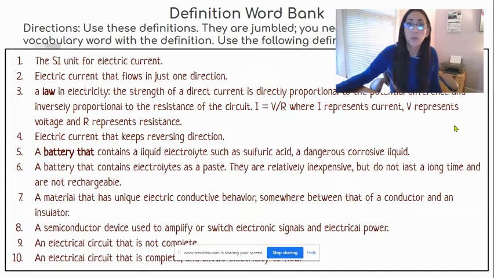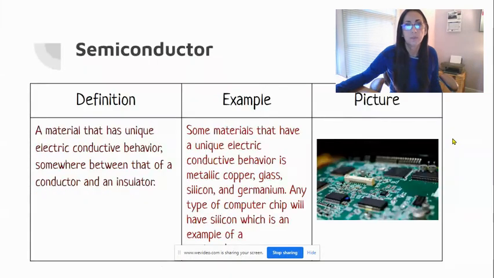All right, your next set of word bank is going to go for slides 13 to 22. So for a semiconductor, you should have said a material that has unique electric conductive behavior, because it can sometimes act as a conductor and sometimes act as an insulator. Silicon, which is in Silicon Valley in the western part of the United States, they actually mine silicon and put it in computer chips.